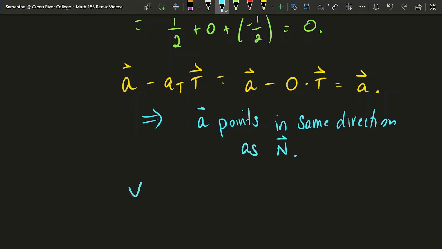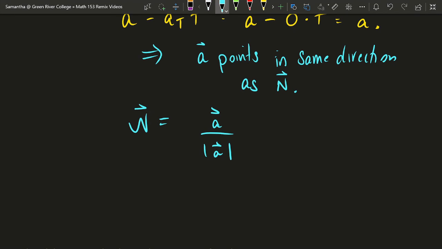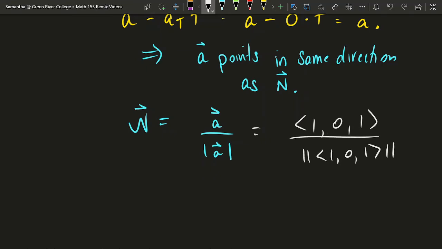So N must be equal to this vector a divided by its length. The vector a divided out by its length will be a unit vector pointing in the same direction as a, and therefore it will be equal to our unit normal. And so with a little bit of arithmetic, you can find that the normal vector would be 1 over root 2, 0, and 1 over root 2.